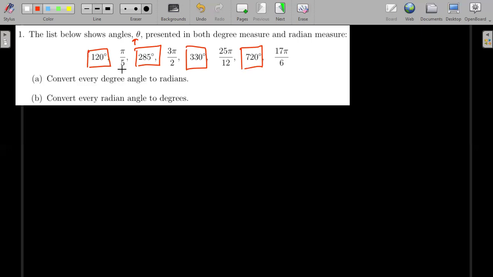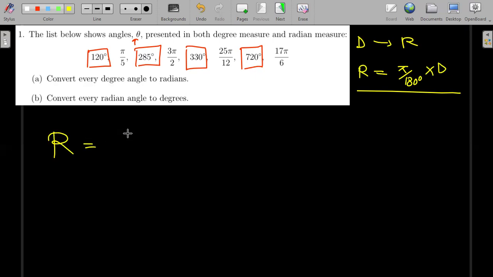Here we just use a very simple formula. To convert from degrees to radians, we use the formula: radians equals pi over 180 degrees times the angle that you've been given in degrees. The D means degrees, the R radians. That's what we use when converting from degrees to radians. Let's start with 120 degrees. The 120 degrees in radians is pi over 180 degrees times the angle, which is 120 degrees.